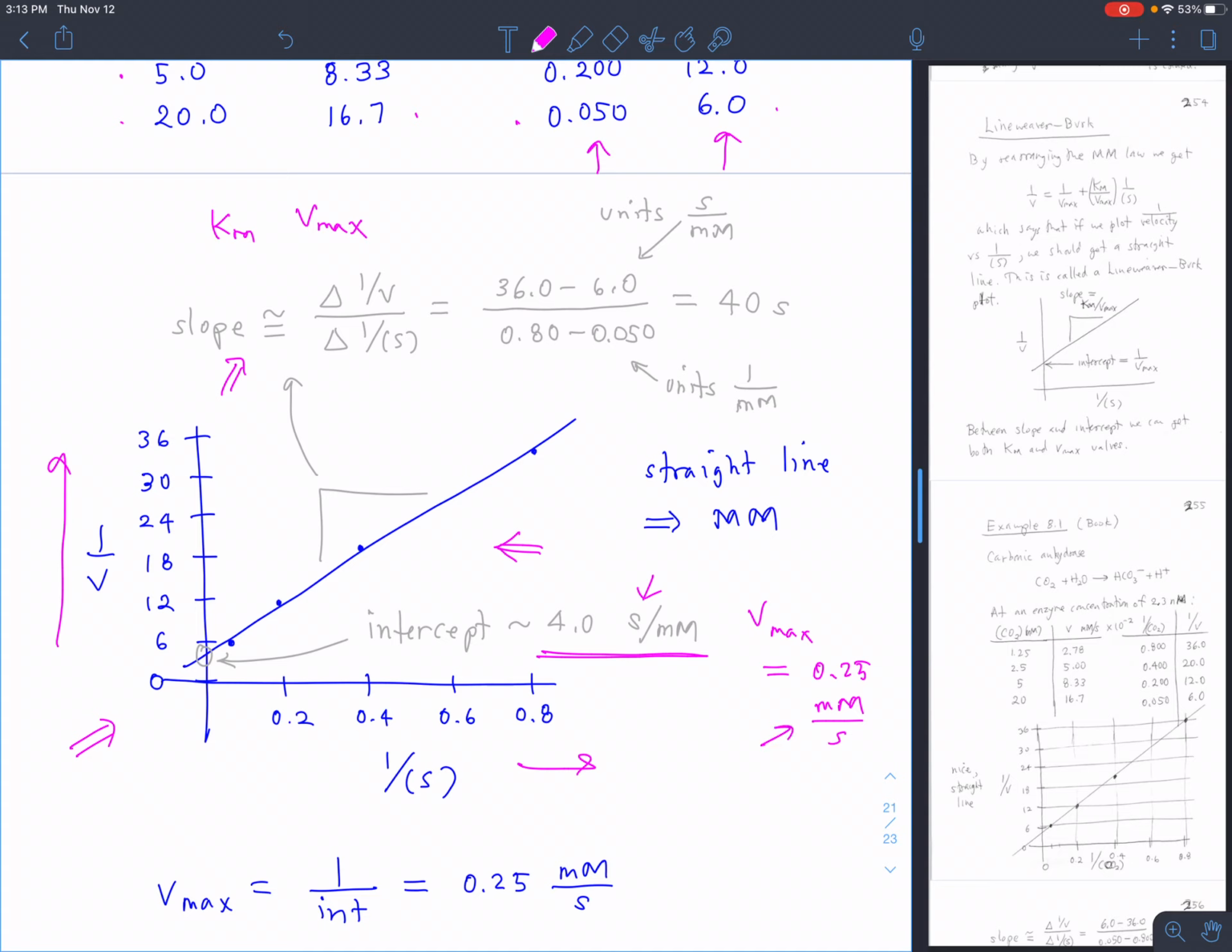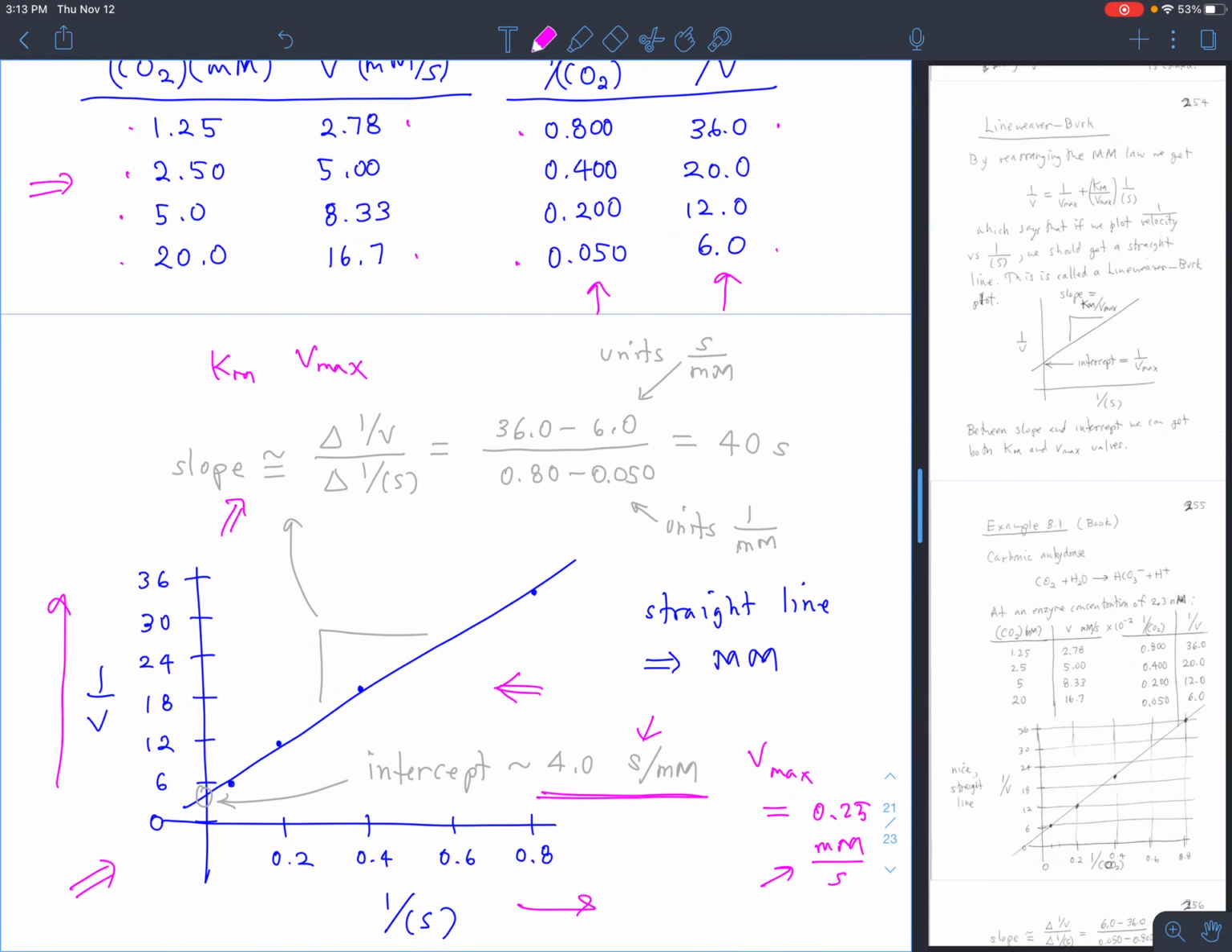Note the units because we do have to keep the units compatible, and it's very common to use all kinds of different units in this setting, so you've got to be aware of them and careful with them. The slope then is equal to the change along the y-axis, it's delta y over delta x, versus the change along the x-axis, so delta 1 over S. And that's these numbers, and that gives us 40. Again, notice the units. This is seconds per millimolar up here. This is 1 over millimolar here, so you get units of seconds for the slope.